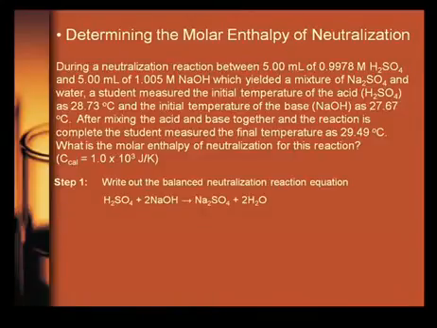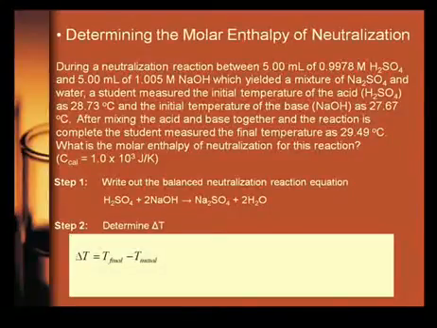All right, step one is to write out the balanced neutralization reaction. So you take the acid and add it to the base. So sulfuric acid plus sodium hydroxide will yield sodium sulfate plus water. Now to balance it, you'll need 2 sodium hydroxides and you'll need 2 waters.